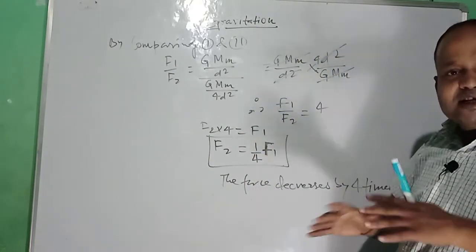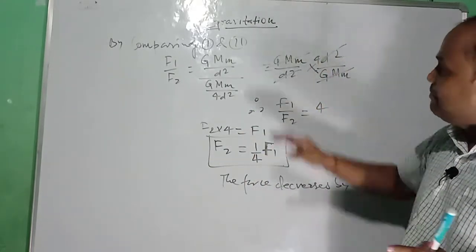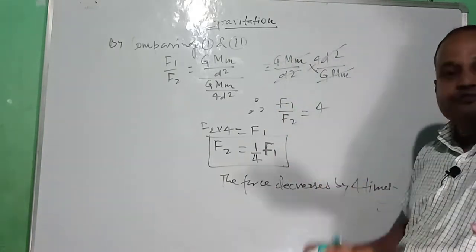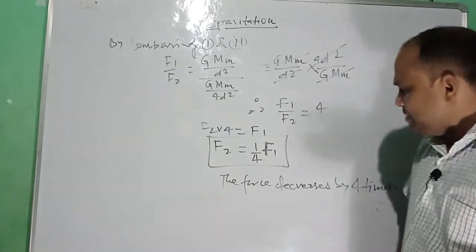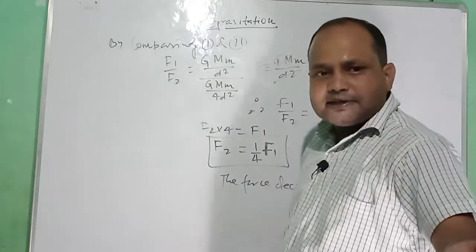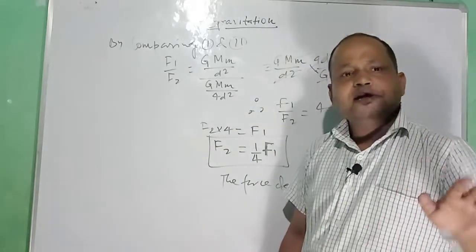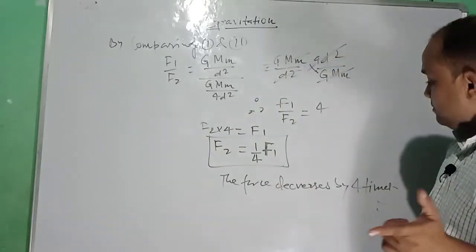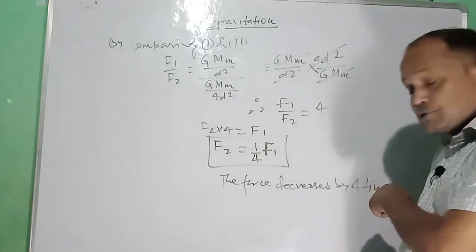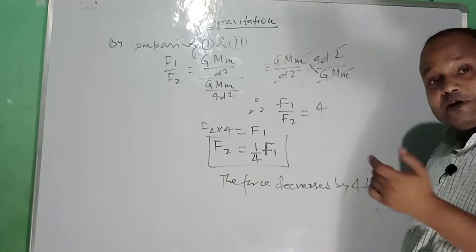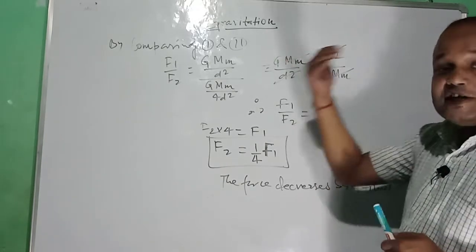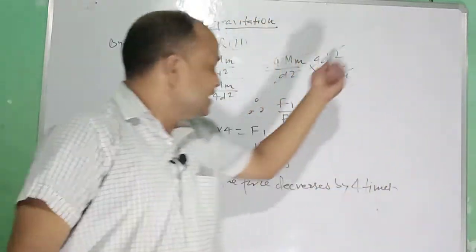So in this way, this was the case in which the distance has been made double and masses have been kept constant. But when you are asked what happens to the gravitational force when the distance is halved, then you have to use the first distance d, and in the second case the distance will be equal to d by 2. So in that case the force will increase 4 times. Here it has reduced, but when the distance is halved, the force will be increased by 4 times. You can calculate in the same way.